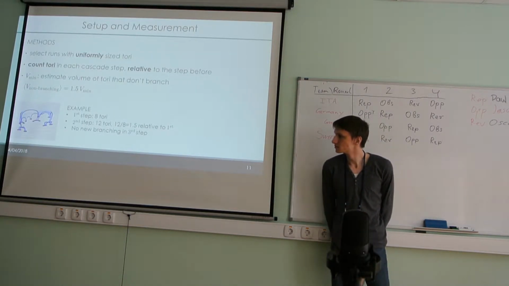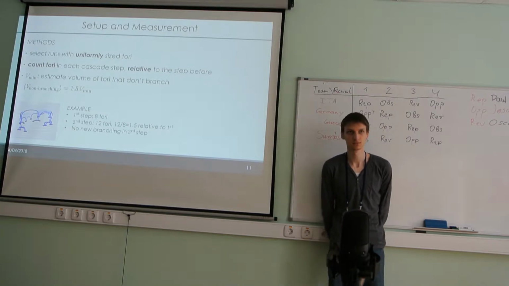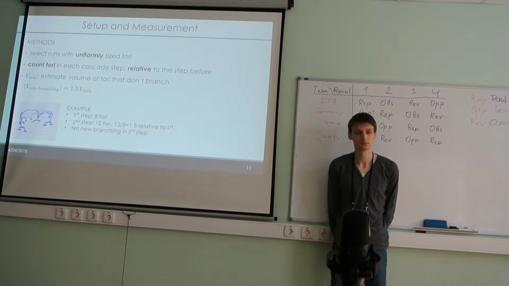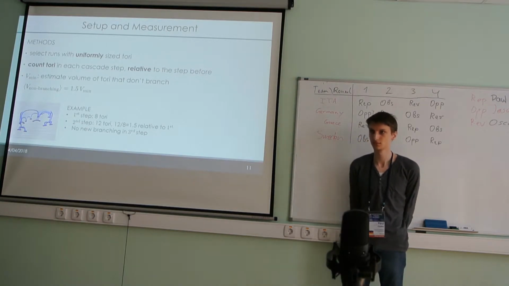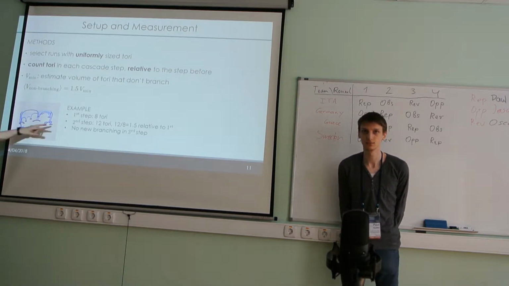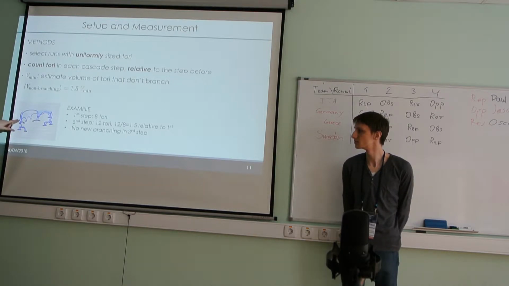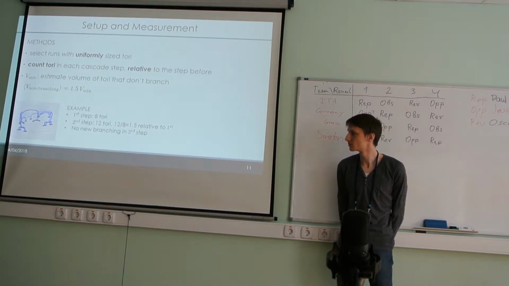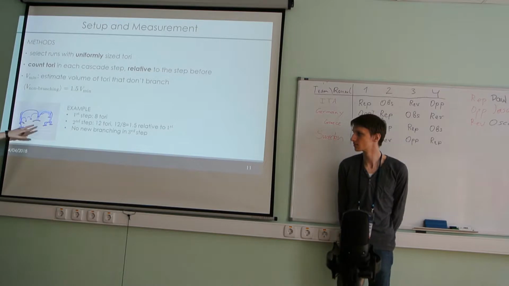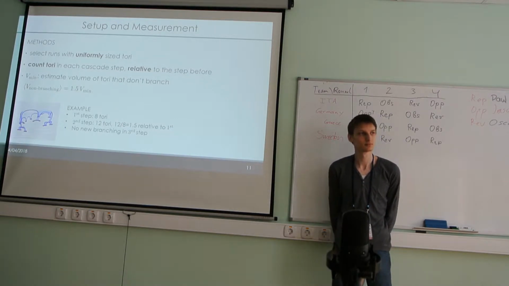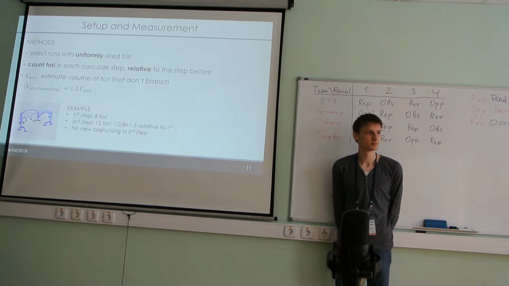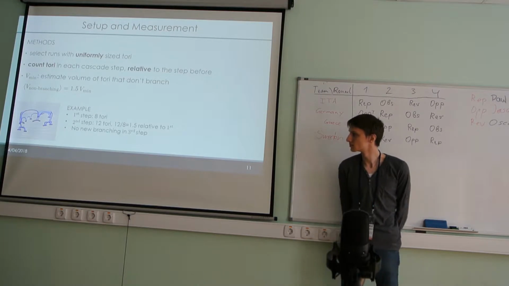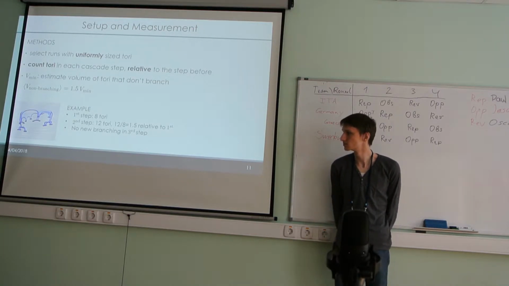Then briefly to talk about our method. We estimated the number of tori in each cascade step relative to the step before. For example, you can see here in the first step there are 8 tori. Then some of those tori branch again. If we count again in the second step, we count 12 tori. So per torus in the first step we have on average 1.5 tori in the second step. And here we observe no branching in the third step, so our factor would just be 1.